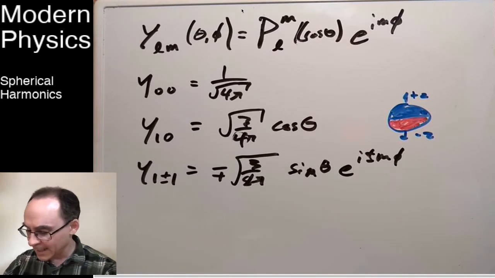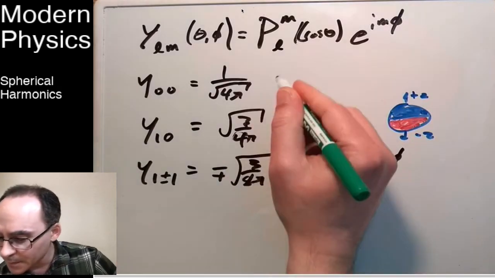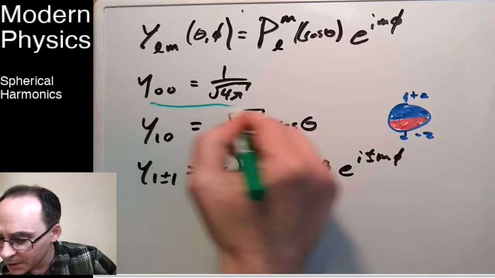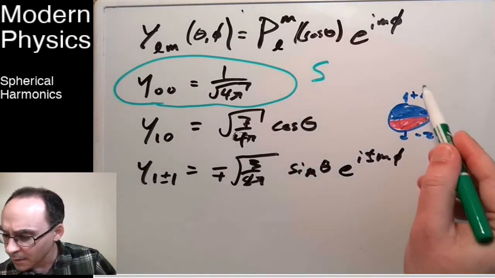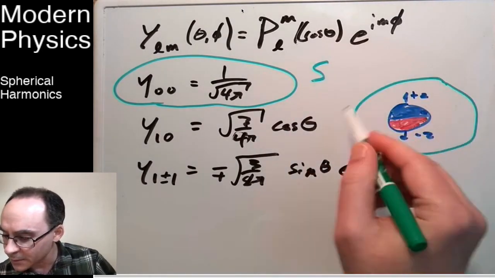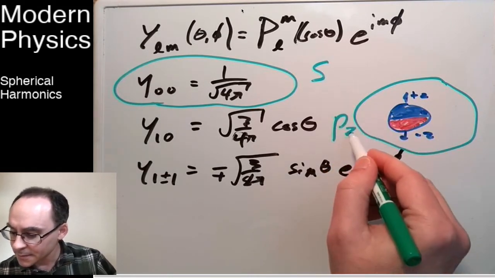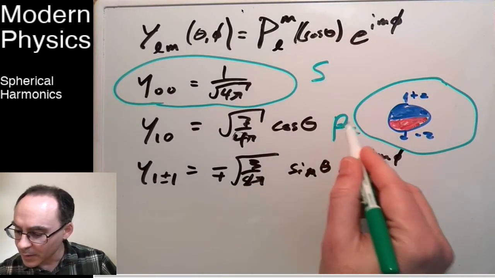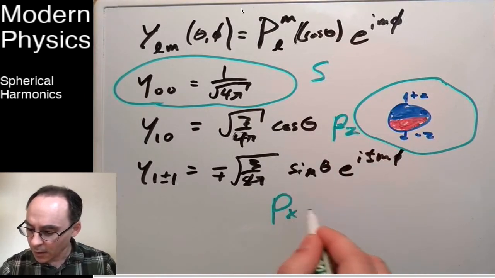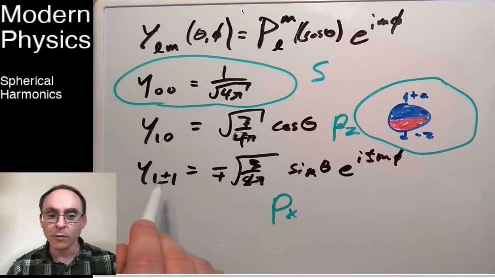And so in chemistry, if you have done chemistry, things with this shape are called s orbitals. This shape, you might remember, these are p orbitals. This one in particular would be pz. It's in the z direction. What chemists would call px and py are basically combinations of these Y1 1 and Y1 minus 1 functions.